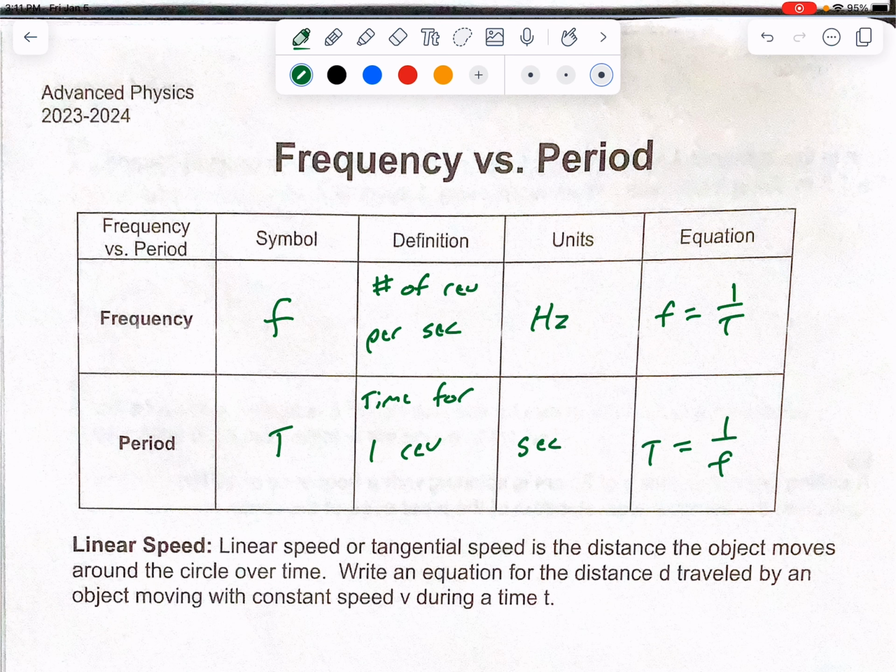Now there are also other ways to find period and frequency. One thing we talked about on the last pages was if I give you a certain amount of time and a number of revolutions, you can take that total time and divide it by the number of revolutions, and that'll tell you the time it takes for one revolution. Frequency is going to be the opposite of that. You would take your number of revolutions and divide it by your time.